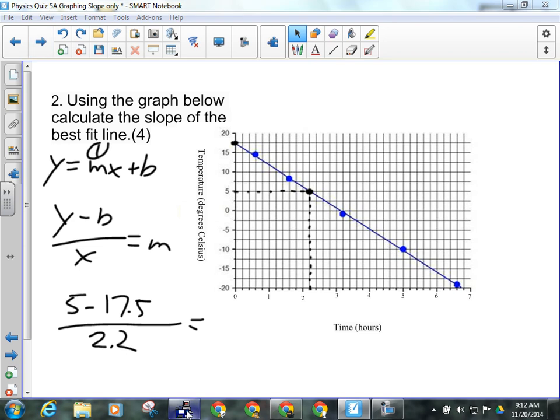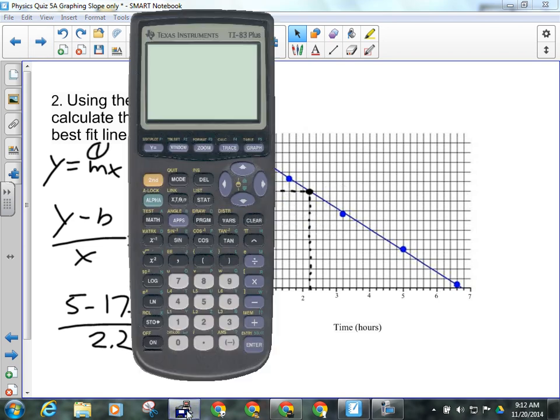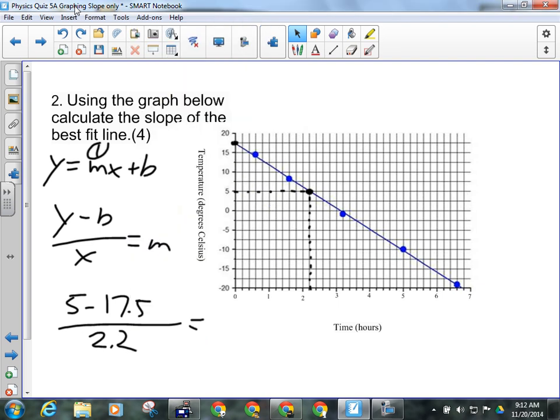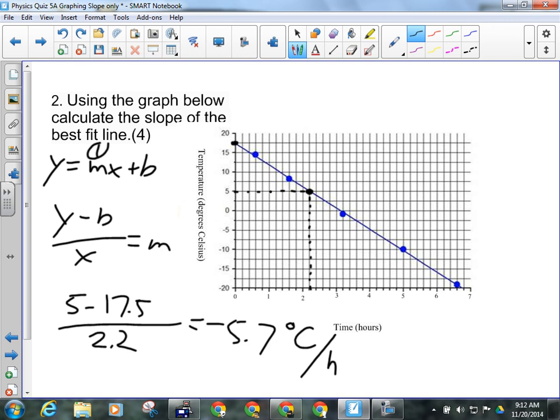Okay, so 5 minus 17.5, okay, gives us negative 12.5 divided by 2.2, okay, gives me a slope of negative 5.7, we'll say. And my units are degrees Celsius per hour.